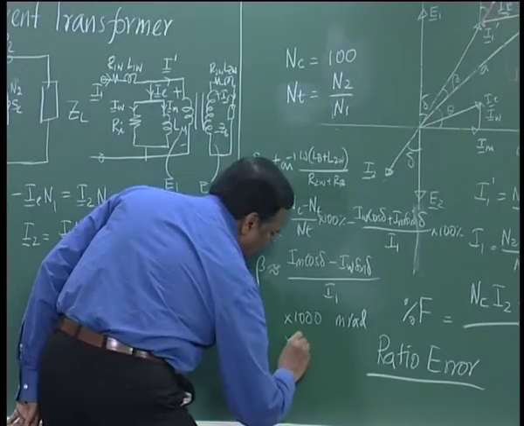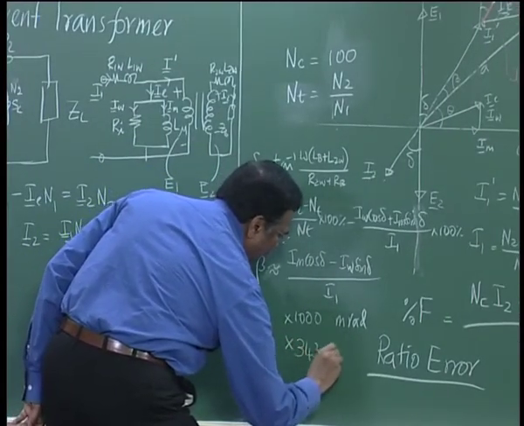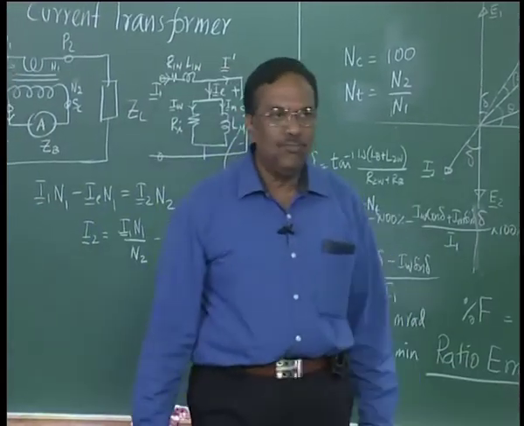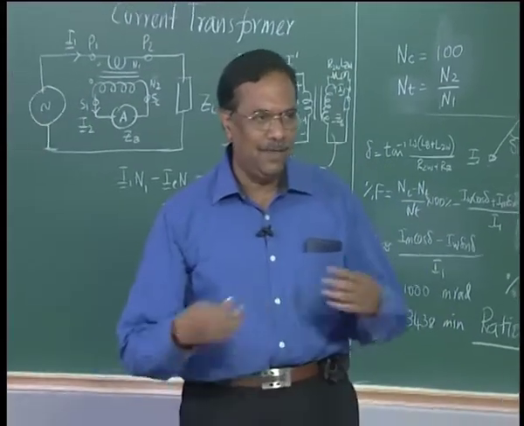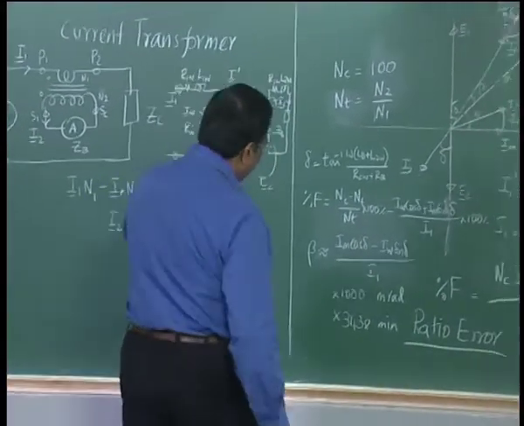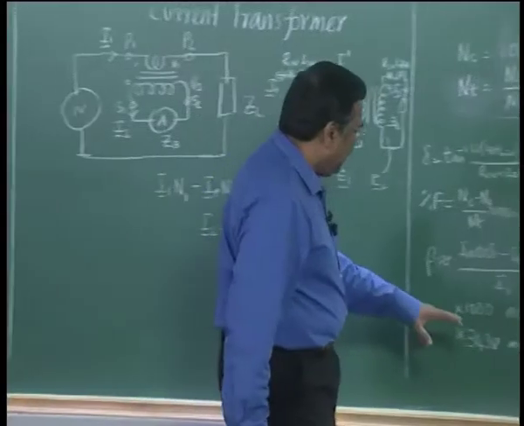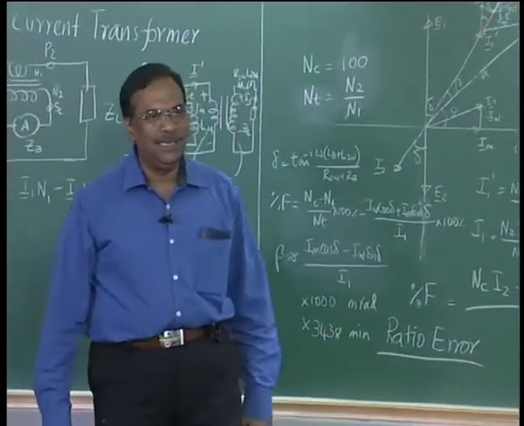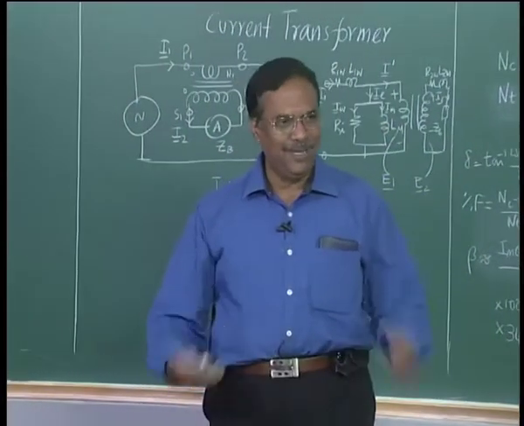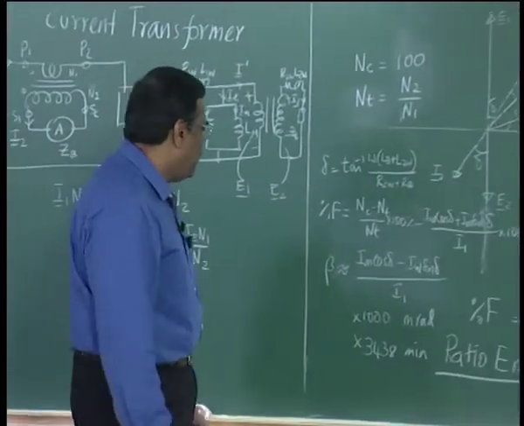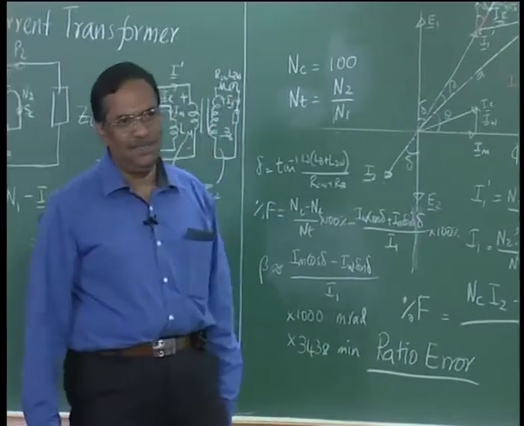into 3438 if it is in minutes. 3438 was the standard way of expressing beta in minutes. It was a standard way of expressing for quite a long time, several decades, right. After we accepted the SI units, in SI units, of course, we can use minutes, we can use radians, but radians is the preferred angle in SI units. So we put it in milliradians, right.